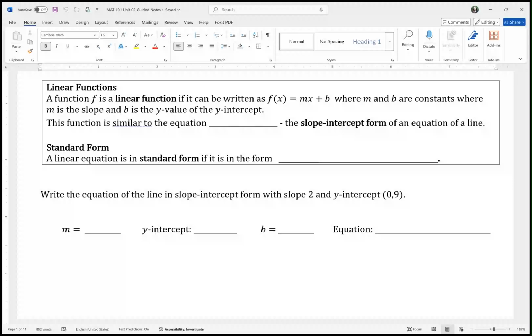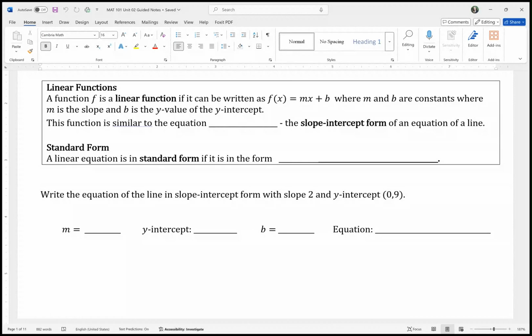This video is about linear functions and linear equations. A function f is a linear function if it can be written as f of x equals mx plus b, where m and b are just numbers, they're constants, and where m stands for the slope, and b is the y value of the y-intercept.